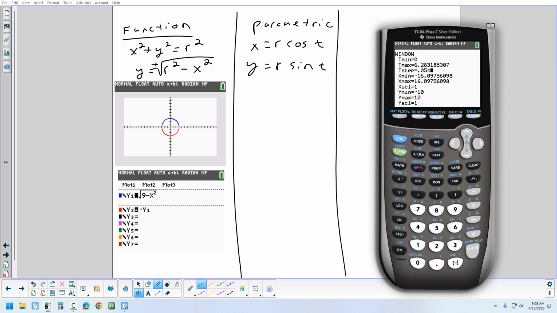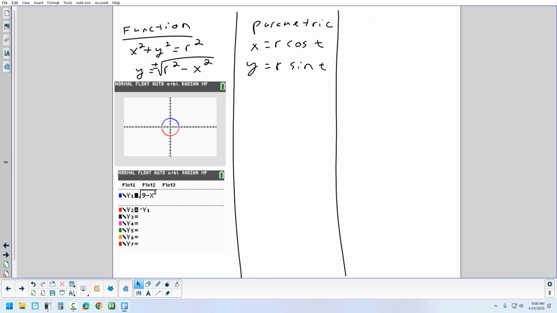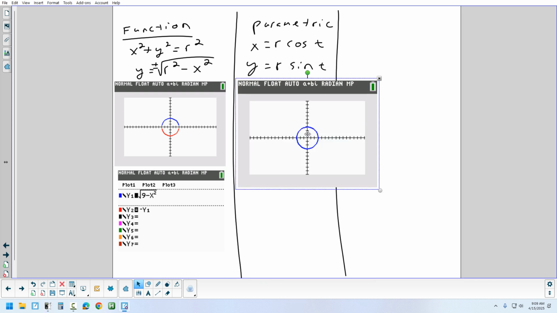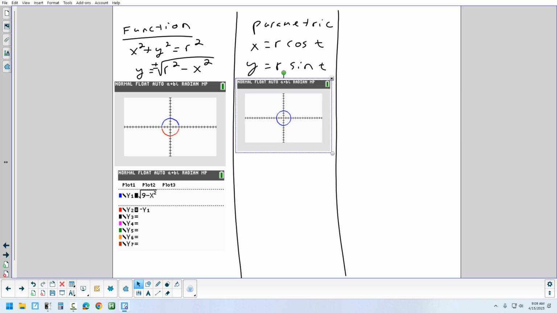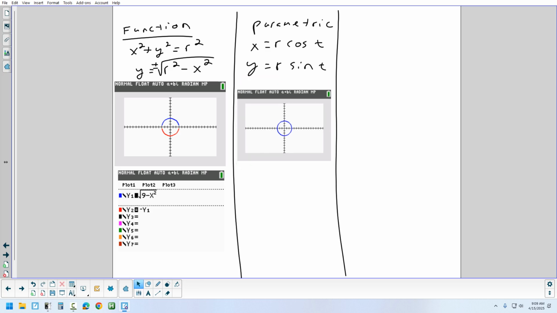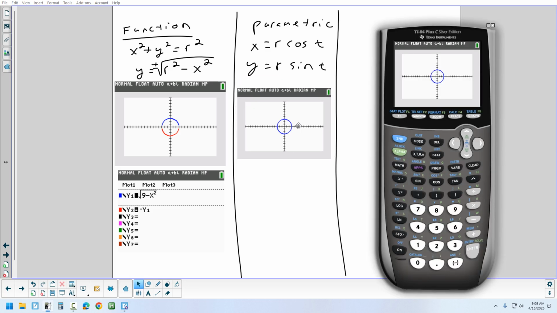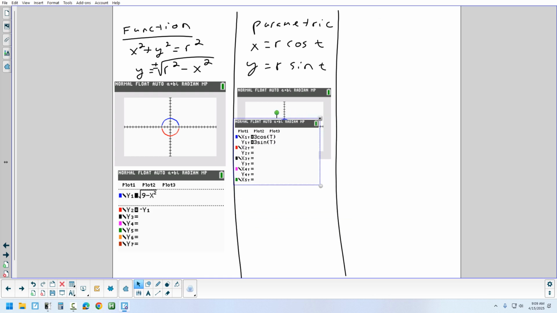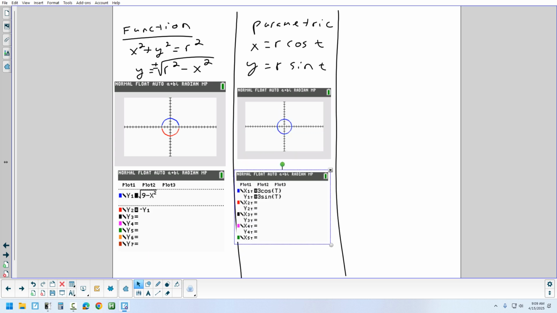Window, we're going to keep all that the same. Hit graph. There you go. Okay, so how does that picture compare to the previous picture? What's better about it? What's worse about it? Yep. It's one continuous line instead of two separate pieces. And it goes all the way around instead of little bits and pieces. So it actually connects. It looks like a circle.